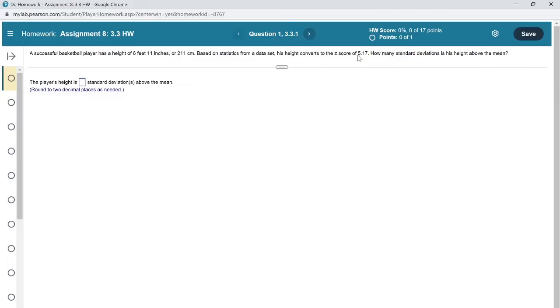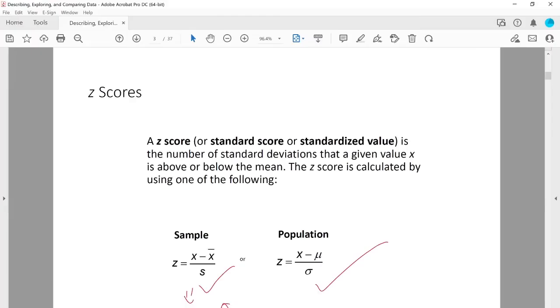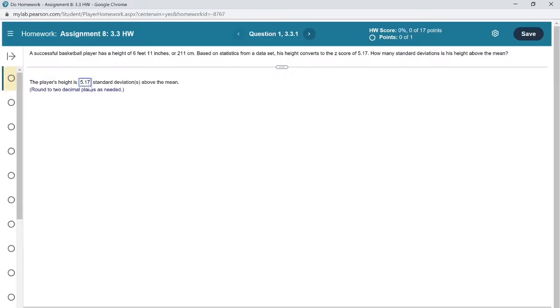So here the z-score is 5.17. The player's height, rounded to 2 decimal places, is 5.17 standard deviations above the mean. Because as you can see, the difference between the data value and the mean is the z-score times the standard deviation. So in this case the z-score is 5.17, so it's 5.17 standard deviations above the mean.